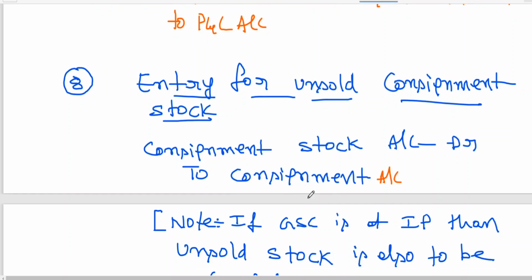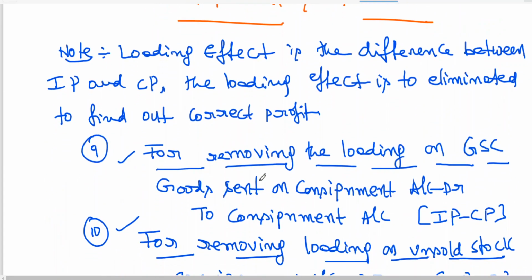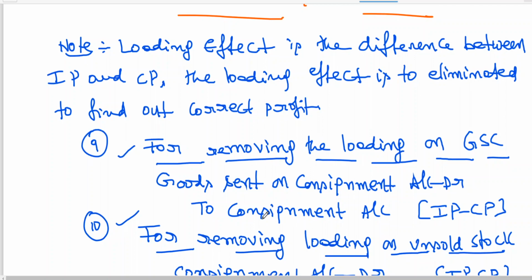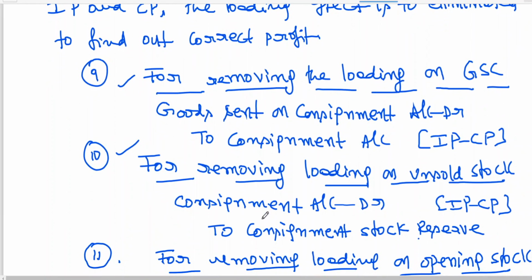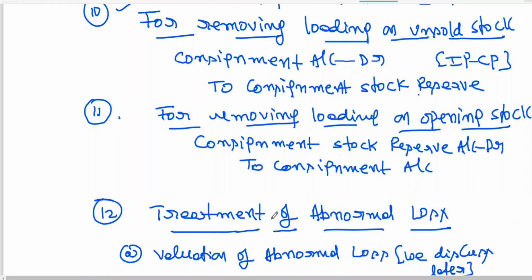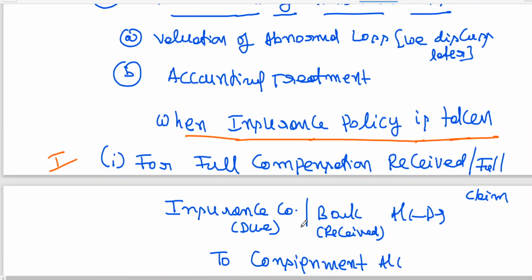Consignment stock account will be created. Removal of loading effect in case of goods sent on consignment at invoice price: for removing loading on goods sent on consignment, goods sent on consignment debit to consignment. For removing loading on unsold stock, consignment account debit to consignment stock reserve. For removing loading on opening stock, consignment stock reserve account debit to consignment. Treatment of abnormal loss and its valuation we will discuss later on. Accounting treatment when an insurance policy is taken.